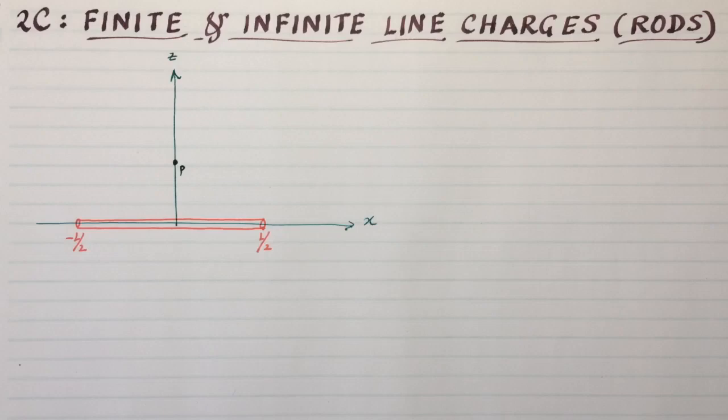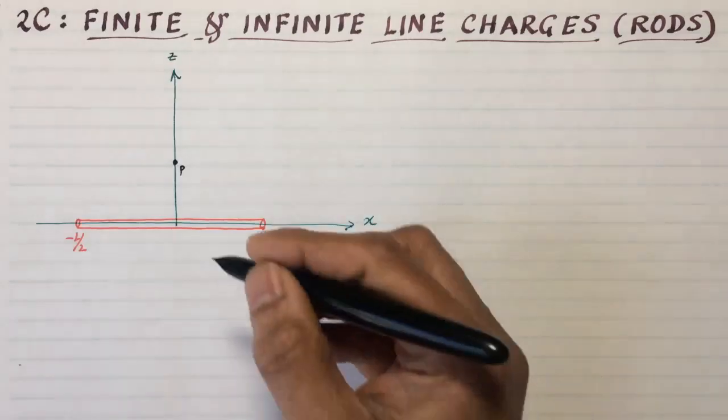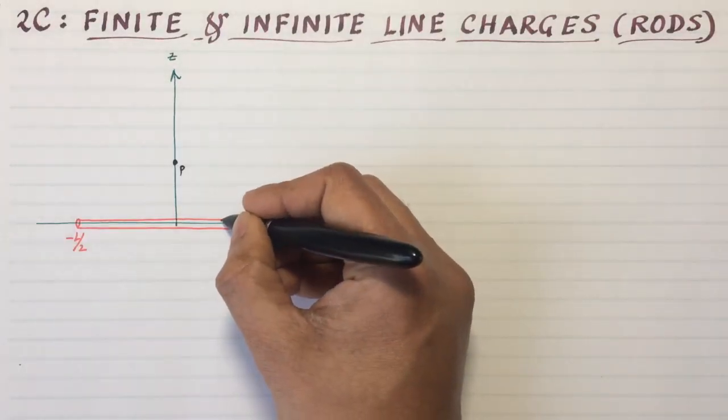How would you solve a problem like this? Because it's a continuous distribution of charges, we cannot use Coulomb's law directly. We have to adapt it using elements.